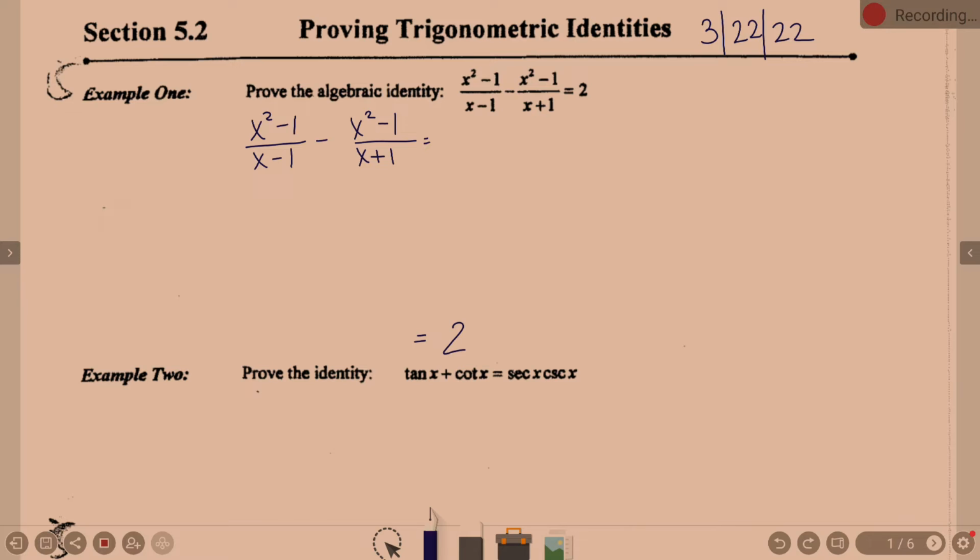So, thoughts as to what we can do with x squared minus 1 over x minus 1 minus x squared minus 1 over x plus 1? There are a couple different things we could talk about. I personally know what's going to be easiest, but there are several valid ideas. So, thoughts? Can you break the x squared minus 1 into 2 parentheses? That's going to be our best bet.